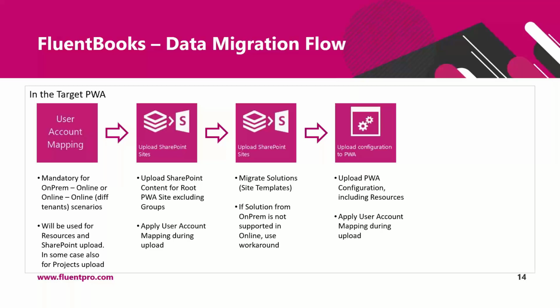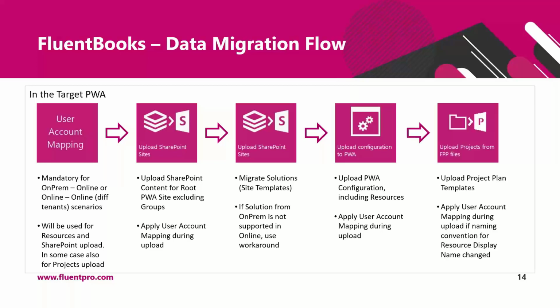After these two steps are done, the next step is to upload PWA configuration, and this also includes resources. During resources upload, you will need to apply user account mapping that you created before starting all the uploads. After the PWA configuration and resources are uploaded, the next step is to upload project plan templates. If the resource display naming convention changed, then you would need to apply the mapping file during this upload as well.